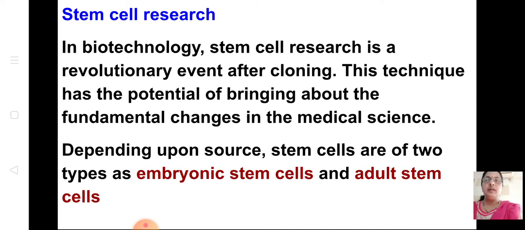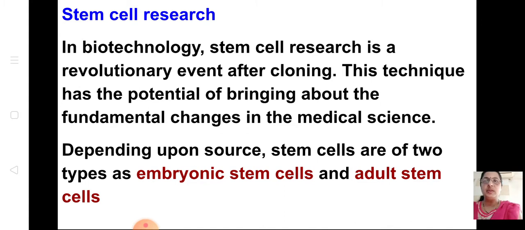In biotechnology, stem cell research is a revolutionary event after cloning. Cloning means forming a replica, same to same, where even the DNA structure, everything, will be the same. So after cloning, stem cell research is a revolutionary event. This technique has the potential of bringing about fundamental changes in medical science.